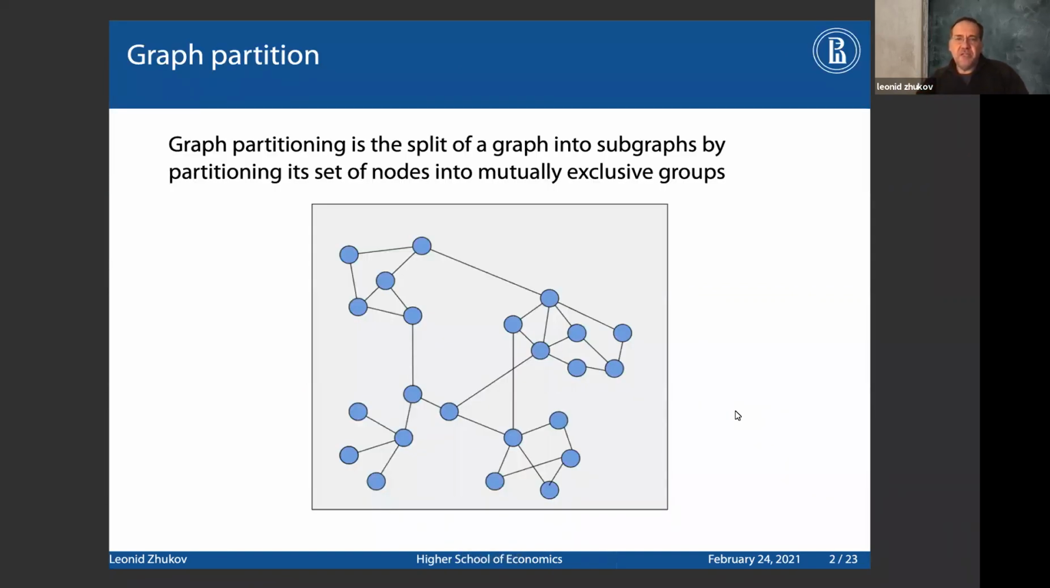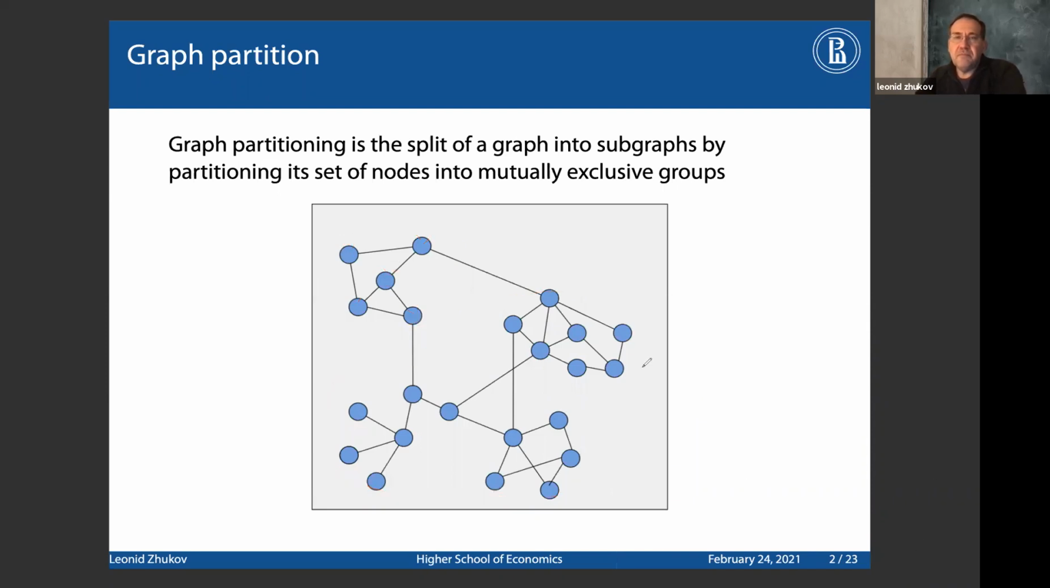So what's graph partitioning? Well, graph partitioning is just a split or division of a graph into subgraphs by partitioning the set of nodes into mutually exclusive groups. So for example, I can say, okay, these nodes form one group and the rest of the nodes form another group. And in this sense, I partition the graph into this one and that one, right? I split the graph into two pieces.